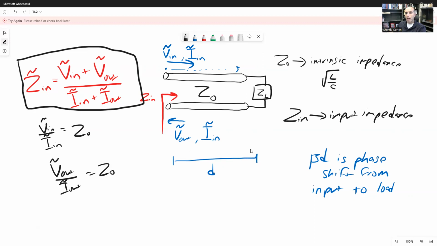In the next video, we are going to see what happens when you apply this definition to a transmission line that ends in a short circuit.